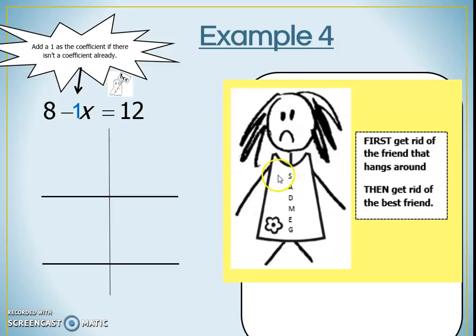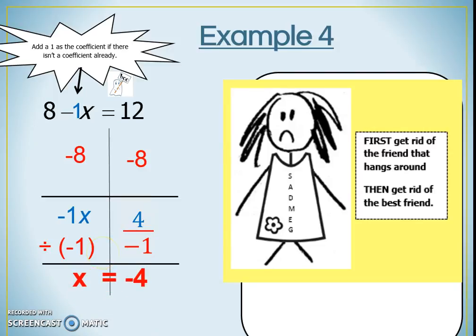So if we look here, subtraction is going to be the first operation that we use when we are solving equations. So we're going to subtract 8 from both sides, and we're left with negative 1x on the left side and 4 on the right side. Well, the only operation that we have left is multiplication, which is between negative 1 and x. So the opposite operation of multiplication is division. So we divide both sides by negative 1, and we're left with x equals negative 4.